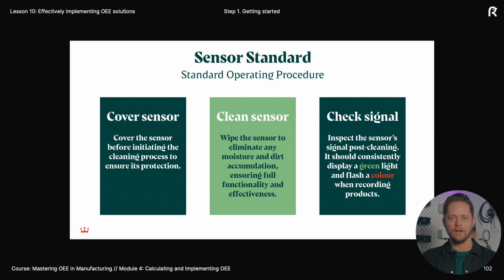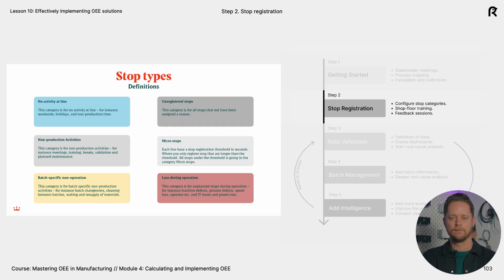So you'll see here an example of standard operating procedures regarding sensors at Danish Crown. Formulating and practicing simple tasks like these will help improve the reliability of your solution in the long run. Step 2 in this process is about stop registration. A vital aspect of implementing OEE is defining and registering stop categories and stop causes. These categories represent the events that lead to downtime in your manufacturing process, while the causes pinpoint the specific reasons behind these events.